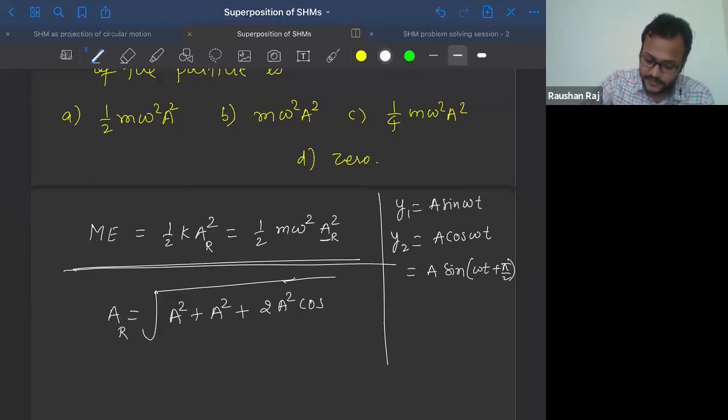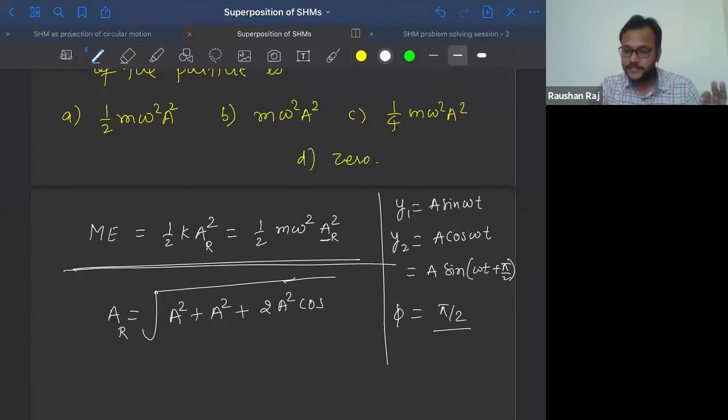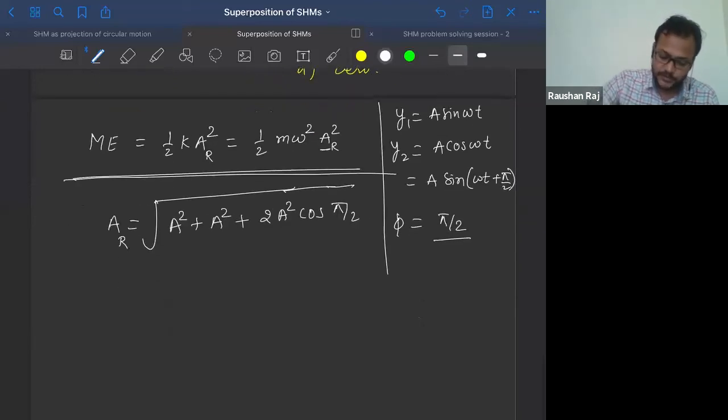Now tell me, what is the phase difference here? Can I say the phase difference is nothing but pi by 2? So now I have to put the phase difference as pi by 2 here. What is cos pi by 2? That is 0. So this term will become 0. So I'll get square root of 2 a. So AR is equal to root 2 a.